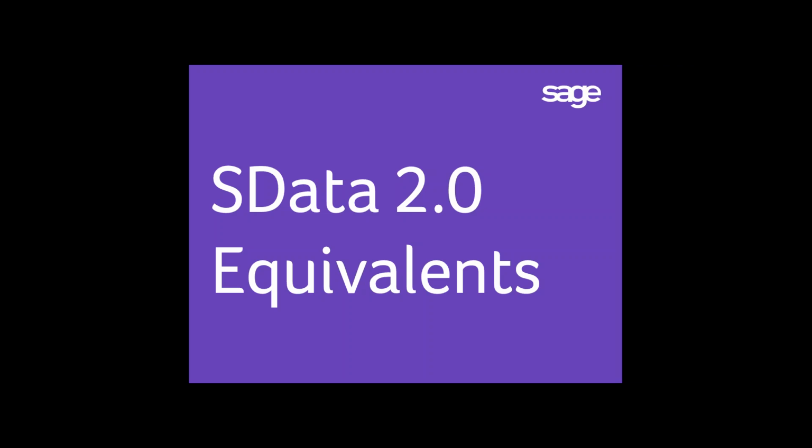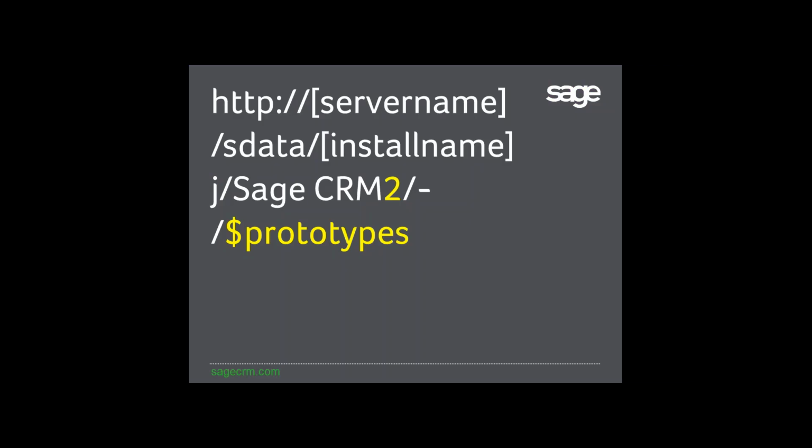So let's have a look at some of the equivalents. One of the things that we've got within our product is the requirement to work out what's exposed. In version 1.1 of SData, if we wanted to know what the data model was like, what fields were available, we would use schema. In SData 2.0, we use the prototypes keyword.